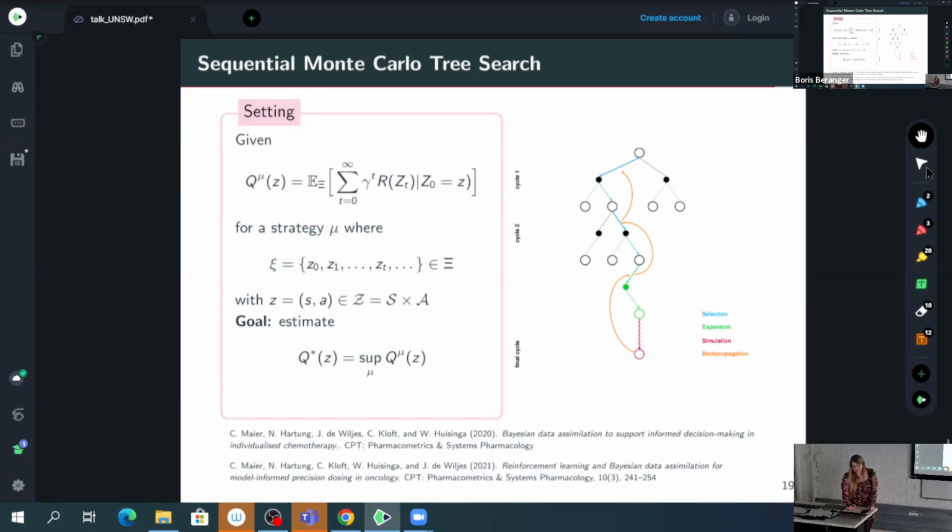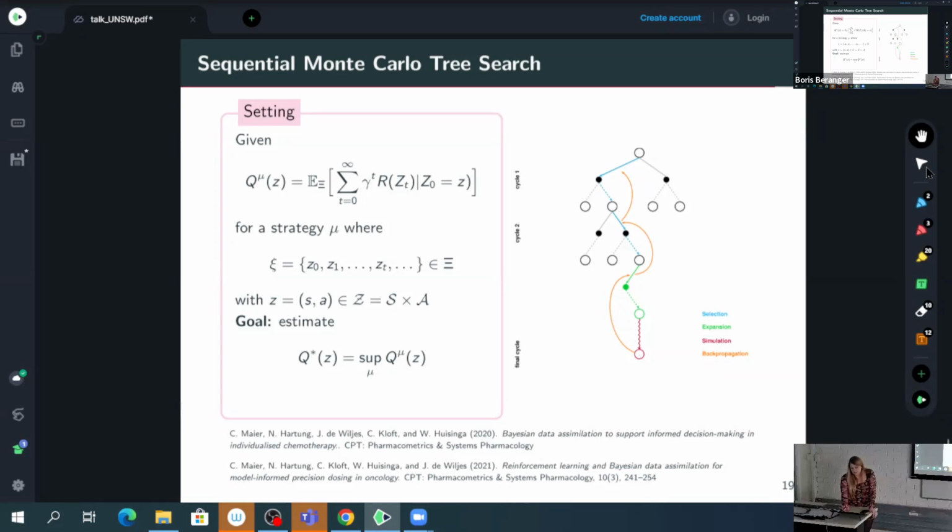One really nice way to describe it is so-called sequential Monte Carlo search. I don't know how familiar you are with reinforcement learning, but Monte Carlo search is a method that has been used, for example, for AlphaGo and AlphaZero. I haven't checked out AlphaStar yet, but all of those were developed by DeepMind and have been beating the best Go players and chess players and so on.